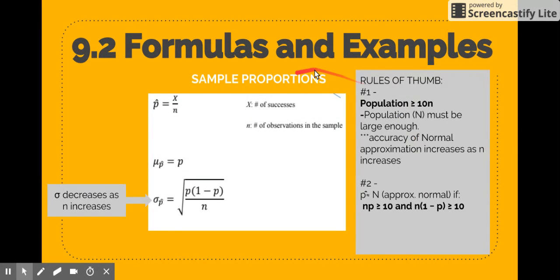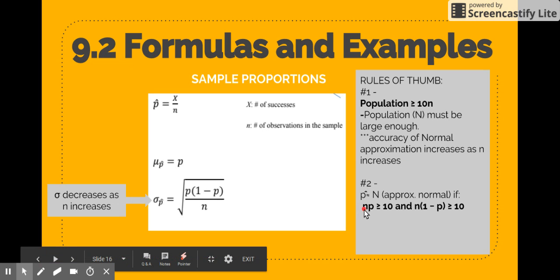And the rules of thumb you just need to make sure are followed to make sure that the distribution is normal is that the population is greater than 10n. So the population must be large enough. And also a side note, the accuracy of normal approximation increases as n increases. And then p hat is approximately normal if the number of successes, which equals n times p, is greater than or equal to 10, as well as the number of failures. So n times 1 minus p is greater than or equal to 10.